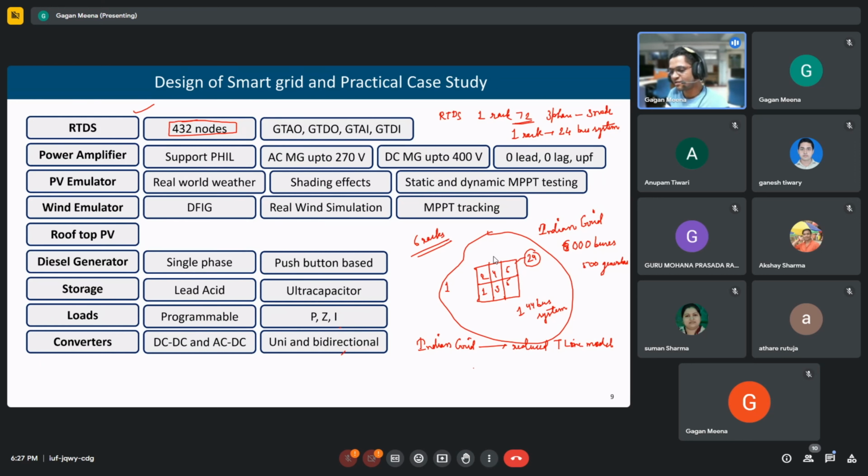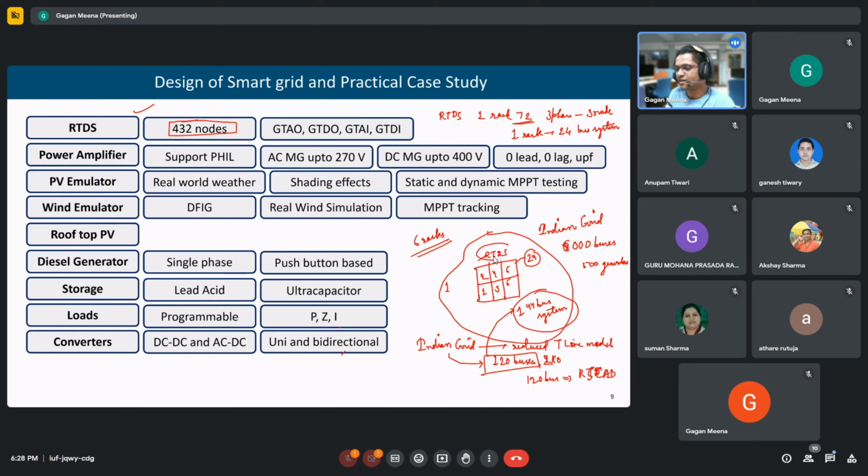So after the reduction, 120 buses were there. The entire network was reduced to 120 buses and a number of lines. I don't remember exactly, so around 210, I think. So now 120 buses we can easily simulate in this RTDS. So the 120 bus system was modeled in RSCAD. RSCAD. So RTDS is the hardware.